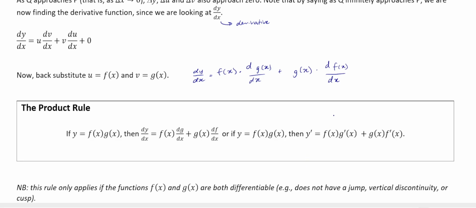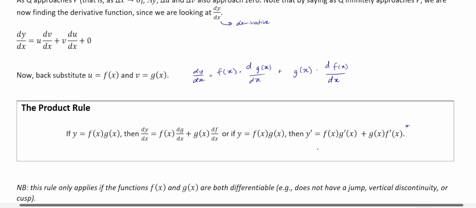If you want to write it out in words, you just say first function times derivative of second, plus second function times derivative of the first. And there is your product rule.